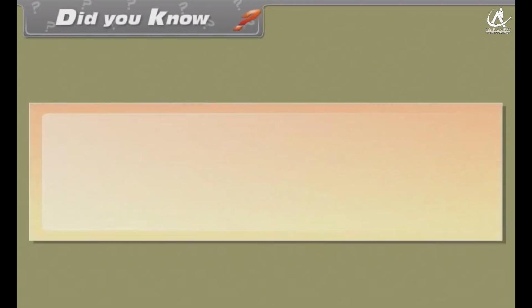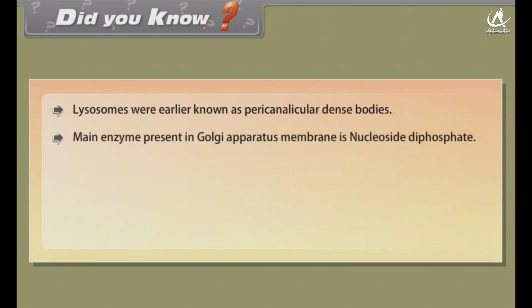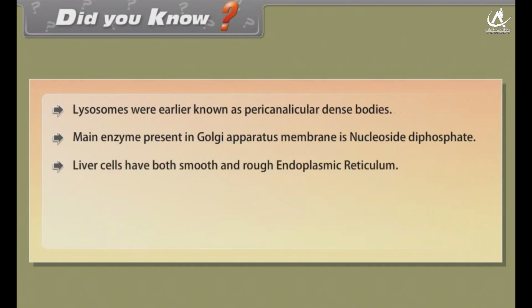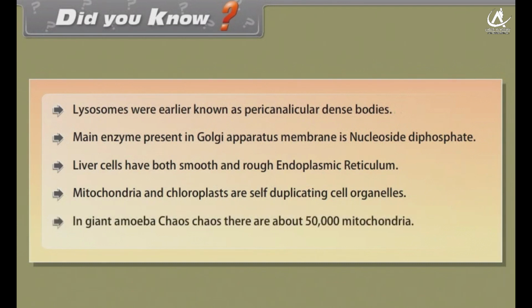Did you know? Lysosomes were earlier known as pericanalicular dense bodies. Main enzyme present in Golgi Apparatus membrane is nucleoside diphosphatase. Liver cells have both smooth and rough endoplasmic reticulum. Mitochondria and chloroplasts are self-duplicating cell organelles. In giant amoeba Chaos, there are about 50,000 mitochondria.